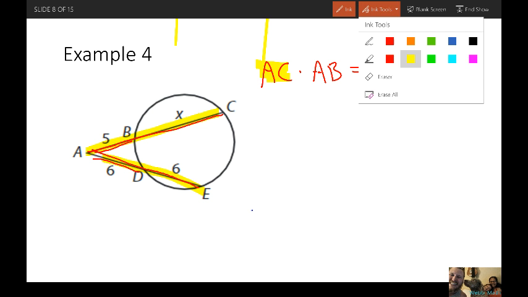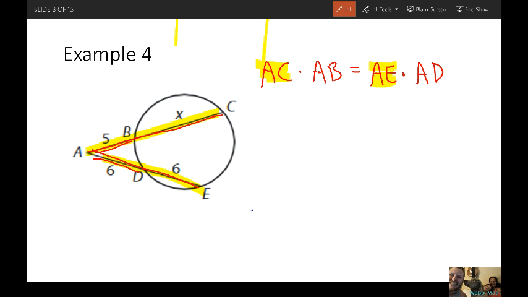All right, so now let's color code. AC was being multiplied by his exterior, which was AB, and then AE was being multiplied by his exterior, which was AD. Okay, it always has that pattern when you have two secant lines. So let's go ahead and substitute.